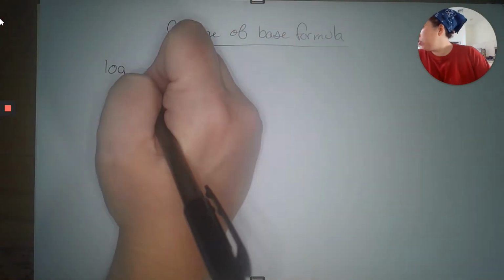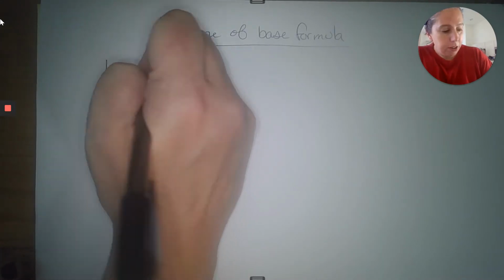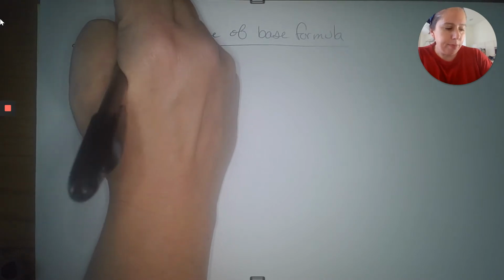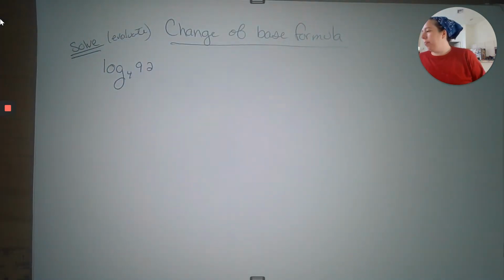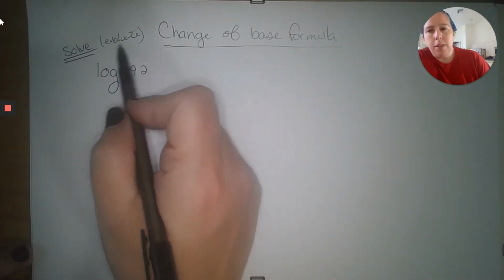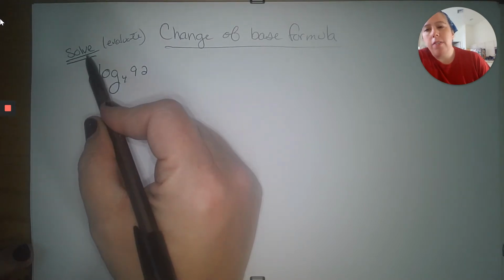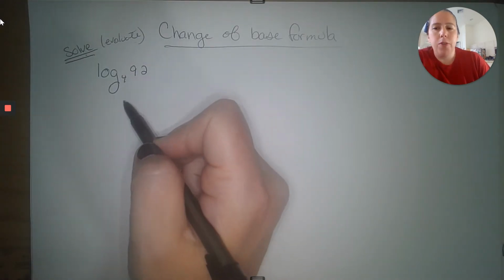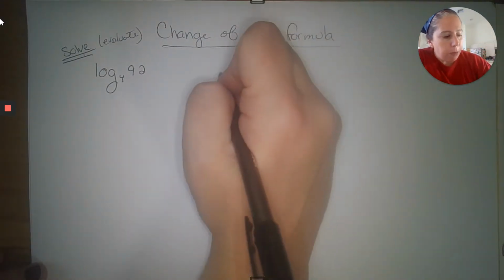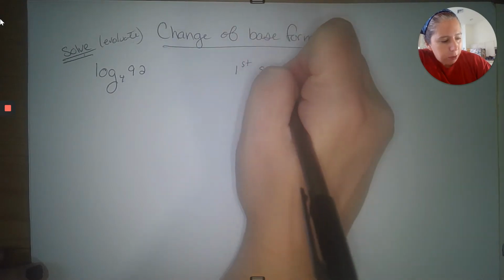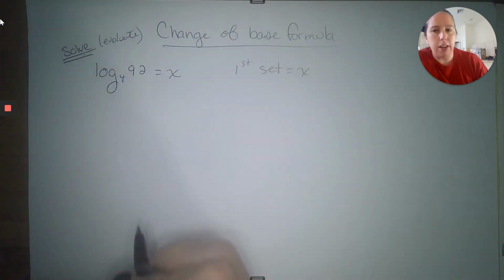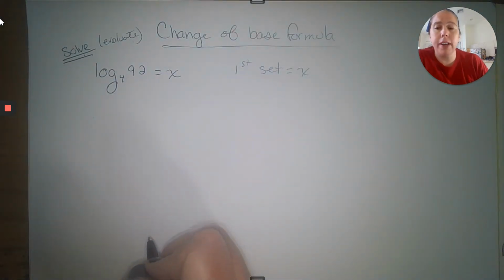Log base 4 of 92. And it's going to ask you to solve this. It may say evaluate. It's the same thing, solve and evaluate. The reason why it's technically not solved, there's no equal sign, but you're going to actually put it there. So what I need you to do is remember everything from Monday, everything from last week, from changing logs. So the first thing you're going to do is set it equal to x. All right, pretty easy. In order to solve it, you have to have an x there.